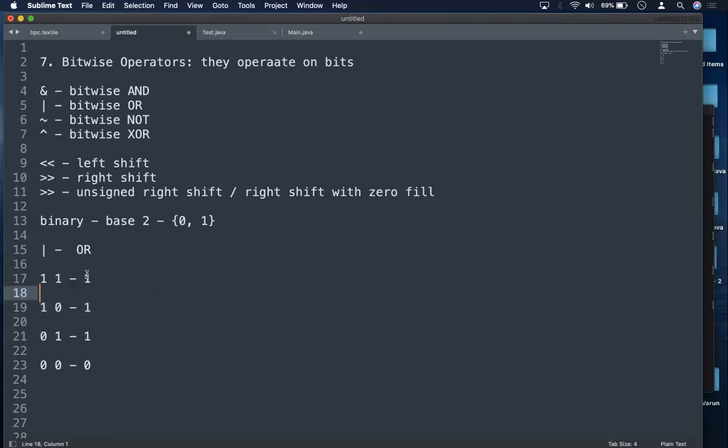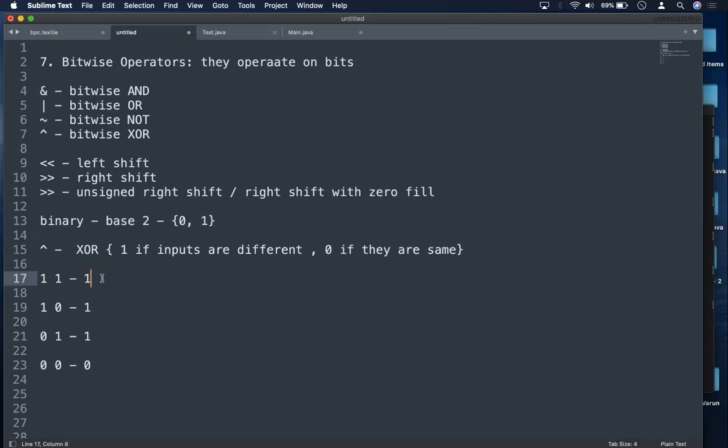That is 1. So coming to XOR, this is a caret operator. The XOR operator is a caret operator, and it is called exclusive OR. How does it work? Exclusive OR will give you 1 if the inputs are different, and will give you 0 if they are the same. If the inputs are the same, then it gives you 0. If they're different, then it gives you 1.